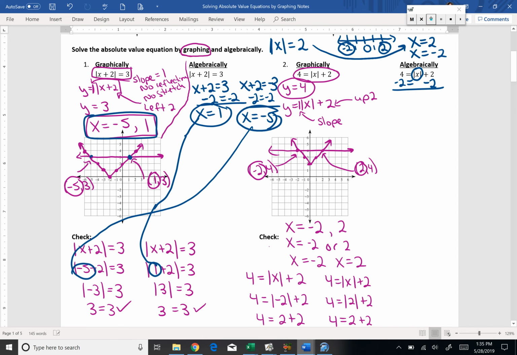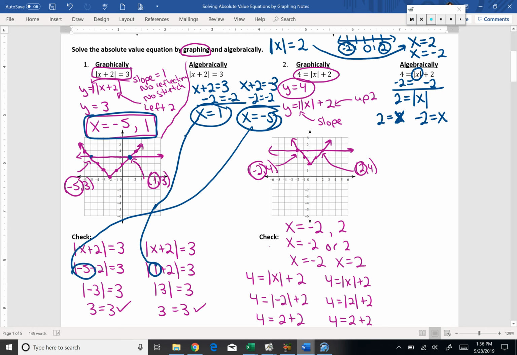Subtract the 2. And we have 2 equals the absolute value of x. Now, once the absolute value is all by itself, now I can start thinking about the positive case and the negative case. So the absolute value is all by itself, which means whatever's inside of those bars could equal positive 2. It's not letting me erase, guys, sorry. There we go. Could equal positive 2, or what's inside of those bars could equal negative 2.